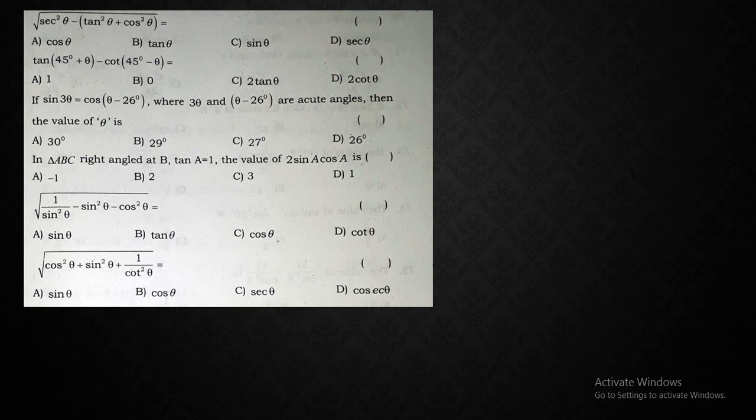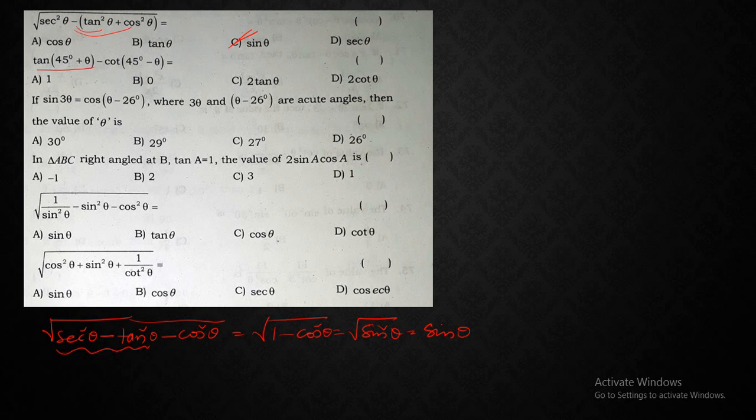Next, moving on to one more question. Secant square theta minus tan square theta. Now here, if you observe clearly, this minus we can multiply with both the terms, then what I am going to get is minus tan square theta minus cos square theta. So clearly secant square theta minus tan square theta is equal to 1. So 1 minus cos square theta. The square root of 1 minus cos square theta is square root of sin square theta. So square root of sin square theta is sin theta. So the answer is sin theta.